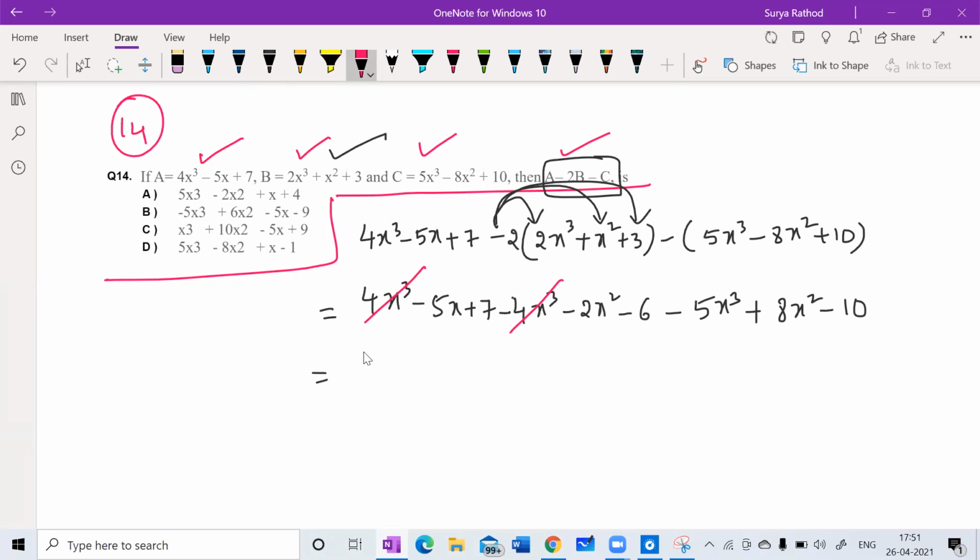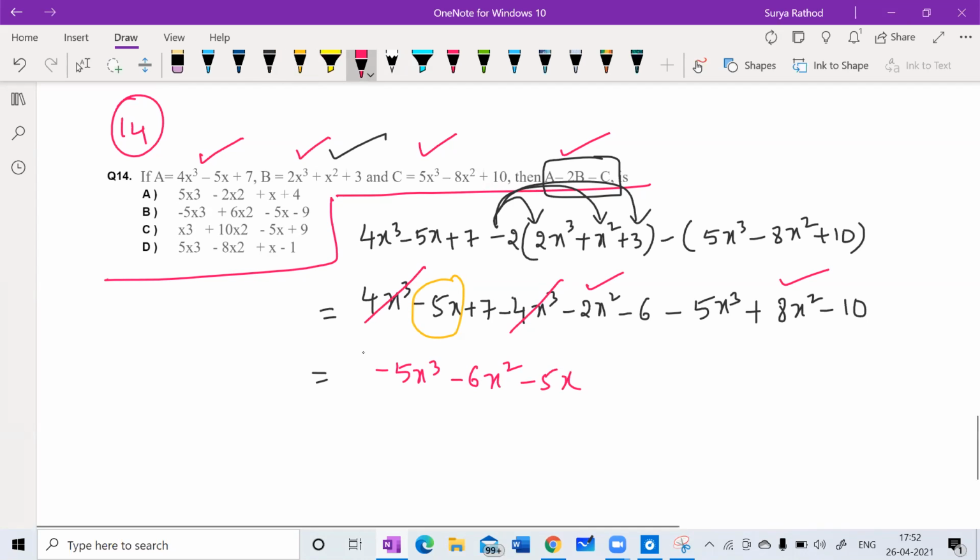So what do I remain with here? Minus 5x cube. Now look at the x square terms. How many terms do I have? Here and here. Plus 8 minus 2 is going to give me 6x square. Now look at the x terms. What are the x terms I have? Only one, so let me write minus 5x. Now look at the constants. How many constants do I have here? 7 minus 6 minus 10.